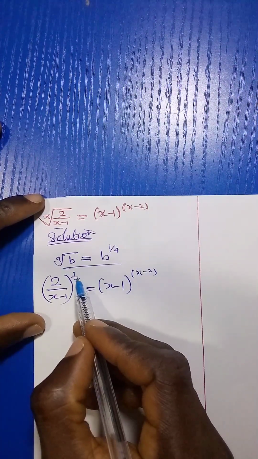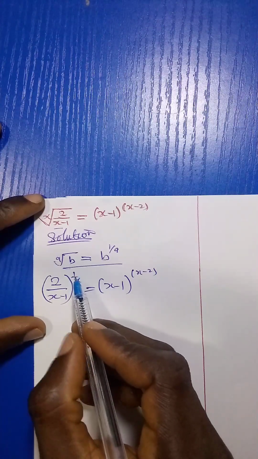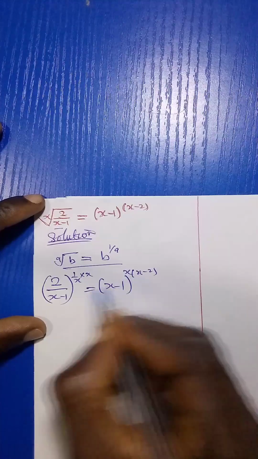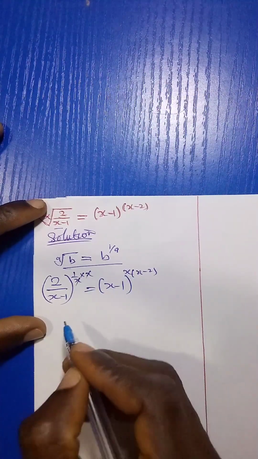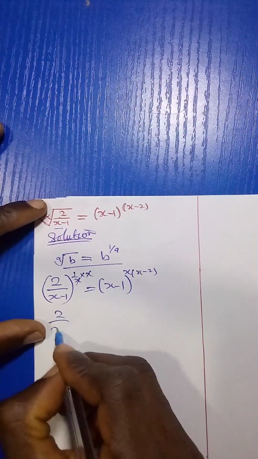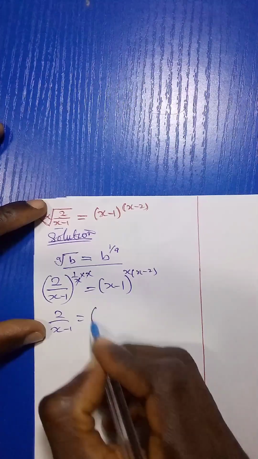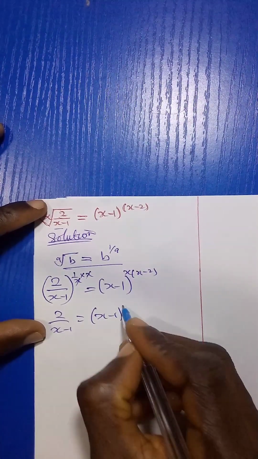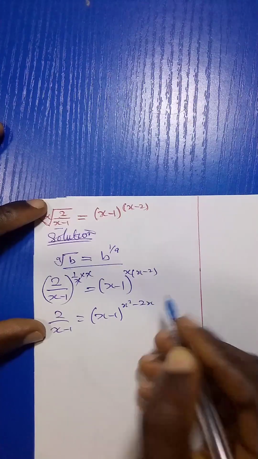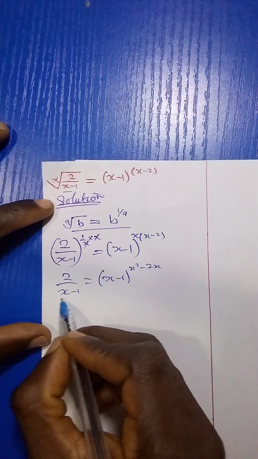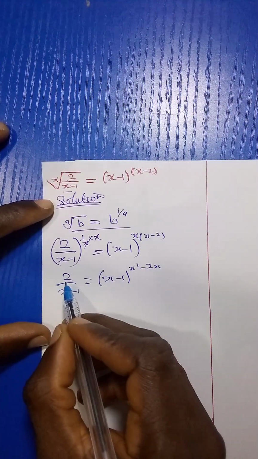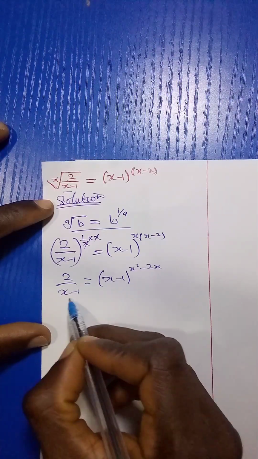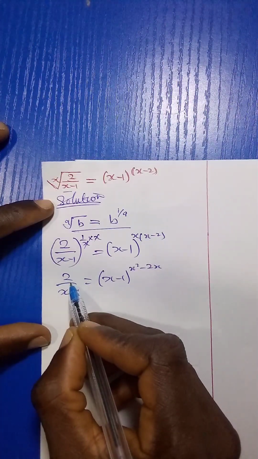We need to clear the fraction, which is the power here. We can do that by multiplying both sides by power x. And when we do that, this and this will cancel out, giving us 2 over x minus 1 is equal to x minus 1 in brackets. Then we can open this bracket, giving us x squared minus 2x. Now, fortunately, the denominator of this fraction on the left-hand side is the same as this base. So we can multiply both sides by x minus 1 to cancel this fraction.